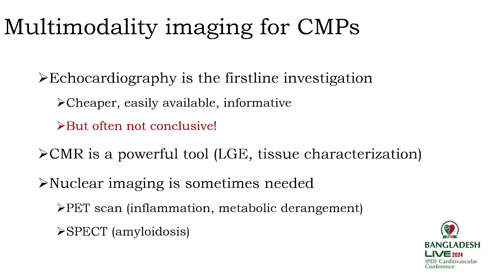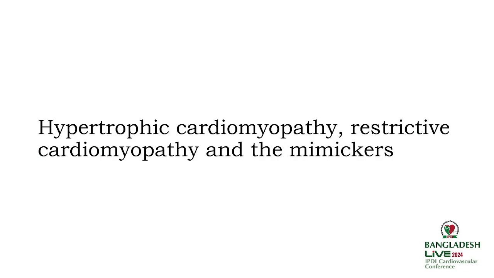If we consider multimodality imaging for cardiomyopathies, echocardiography is the first line investigation, but unfortunately, sometimes this is not conclusive. Cardiac magnetic resonance is a powerful tool, especially for its ability with late gadolinium enhancement and tissue characterization. But nuclear imaging can have a very important role, especially PET scan, for its ability to detect inflammation and metabolic derangement. And also, we cannot neglect SPECT and its ability to detect amyloidosis, especially the PYP scan.